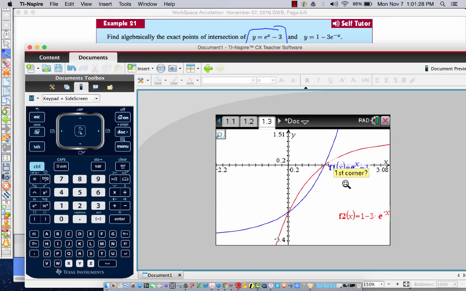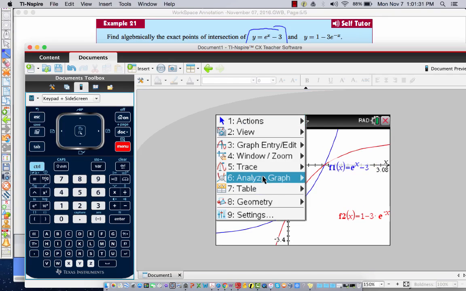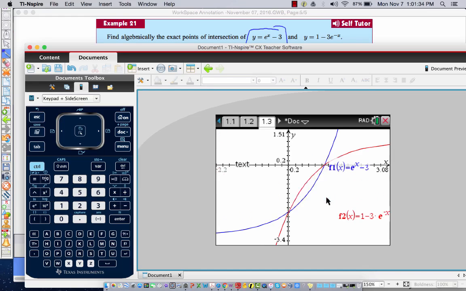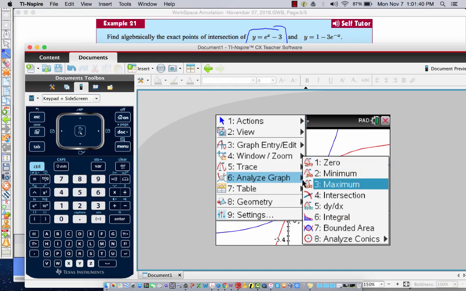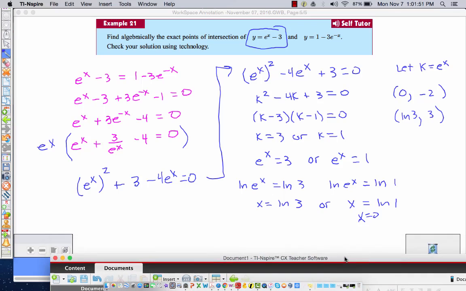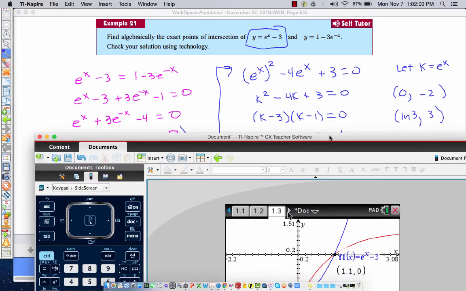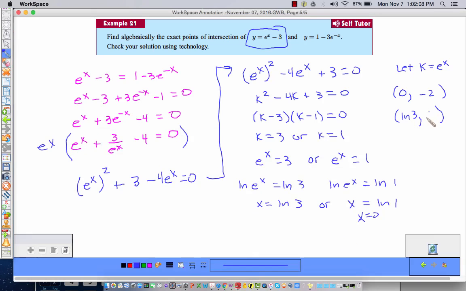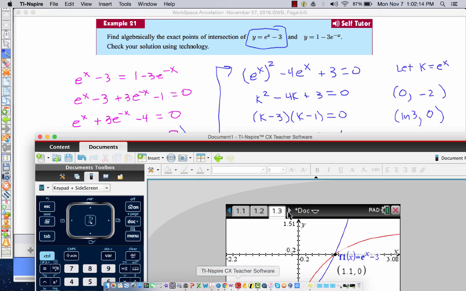Bang, okay. And then I'll just find my intersections: menu, analyze graph, intersection, so here, 0, -2. Menu, analyze graph, intersection, here, and I get 1.10. Now remember, we said 0 works as, actually we had natural log of, well, the teacher's an idiot. E to the natural log of 3 is 3, but then I have to subtract 3, so that would be 0. So that's why that works out. Good thing I checked with technology, so sorry about that.